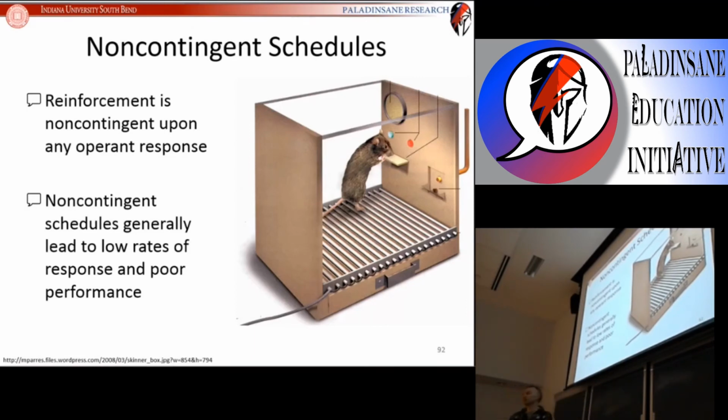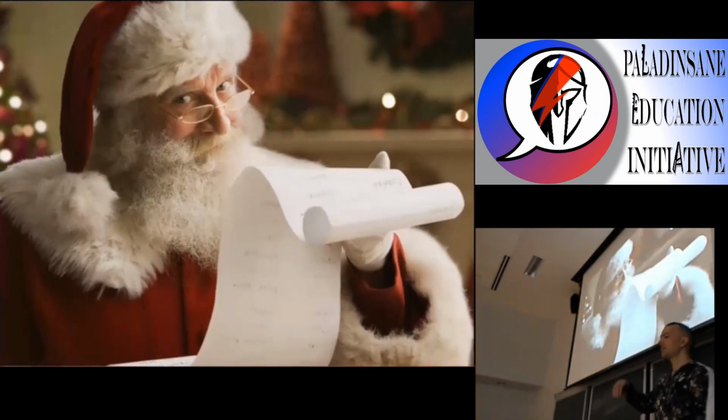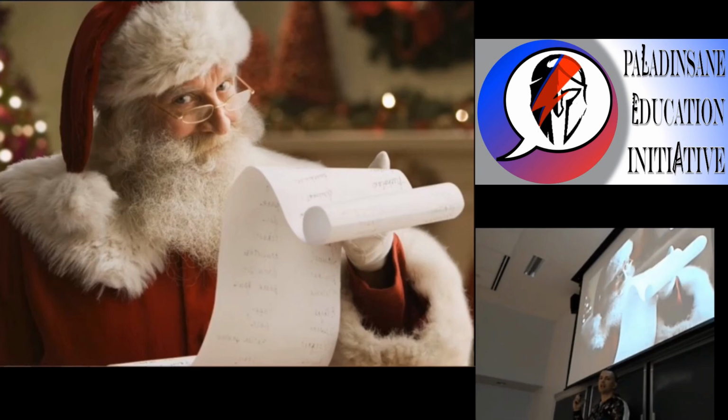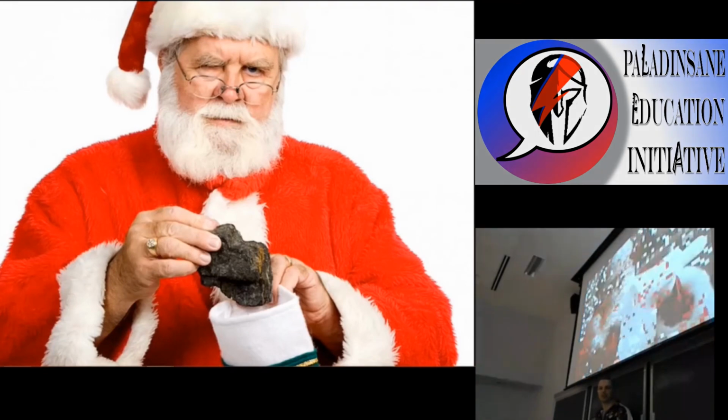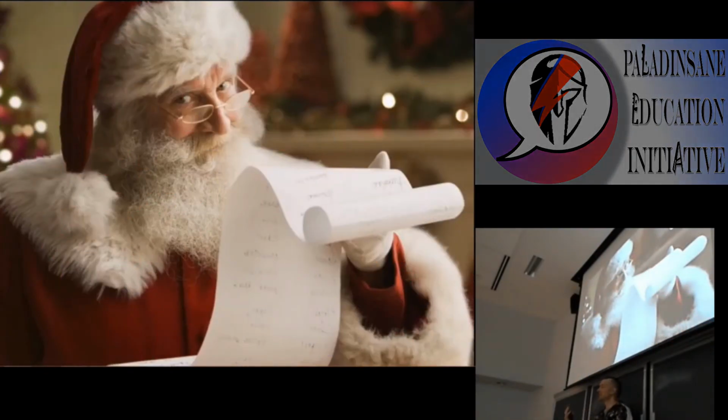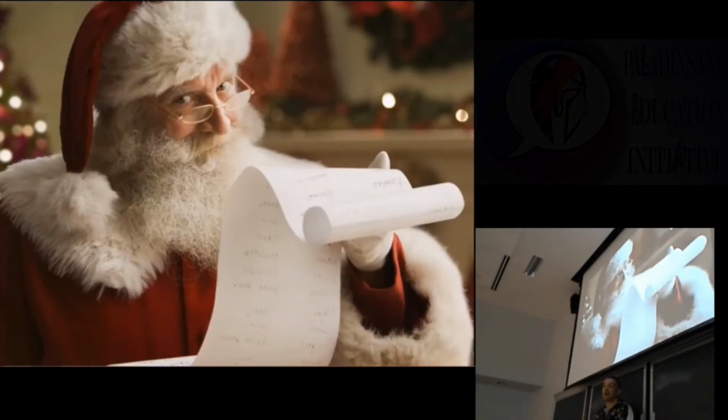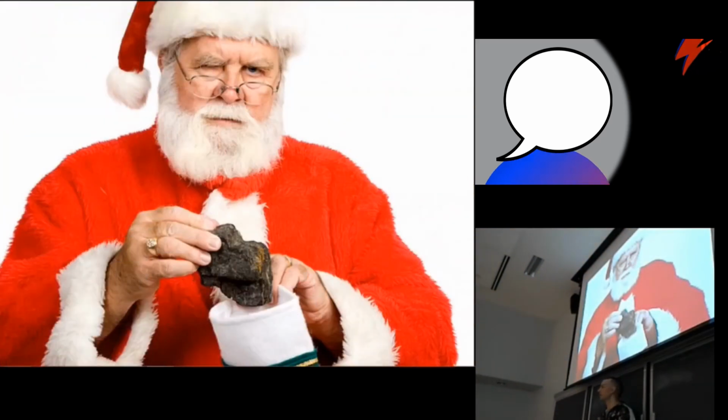I don't know if there's any trust fund babies in here, but I'm definitely sure that all of us were children at some point. And in our culture, one of the most widespread non-contingent schedules of reinforcement is the idea that if you're bad at Christmas, you're going to get coal in your stocking. Everybody knows that? Do they still say that? Okay, so it's not so outdated. Santa's got his list, he's checking it twice. And if you're on that naughty list, oh, you're going to get coal in your stocking.